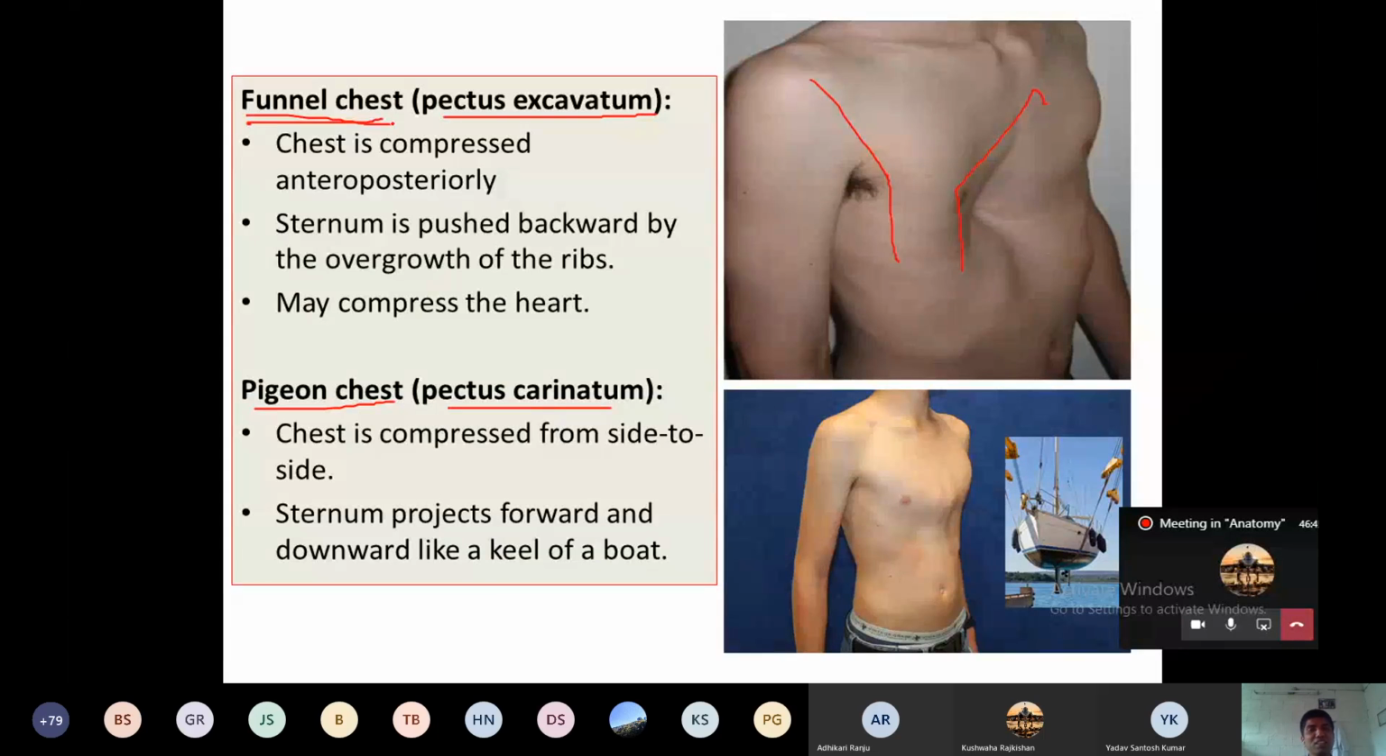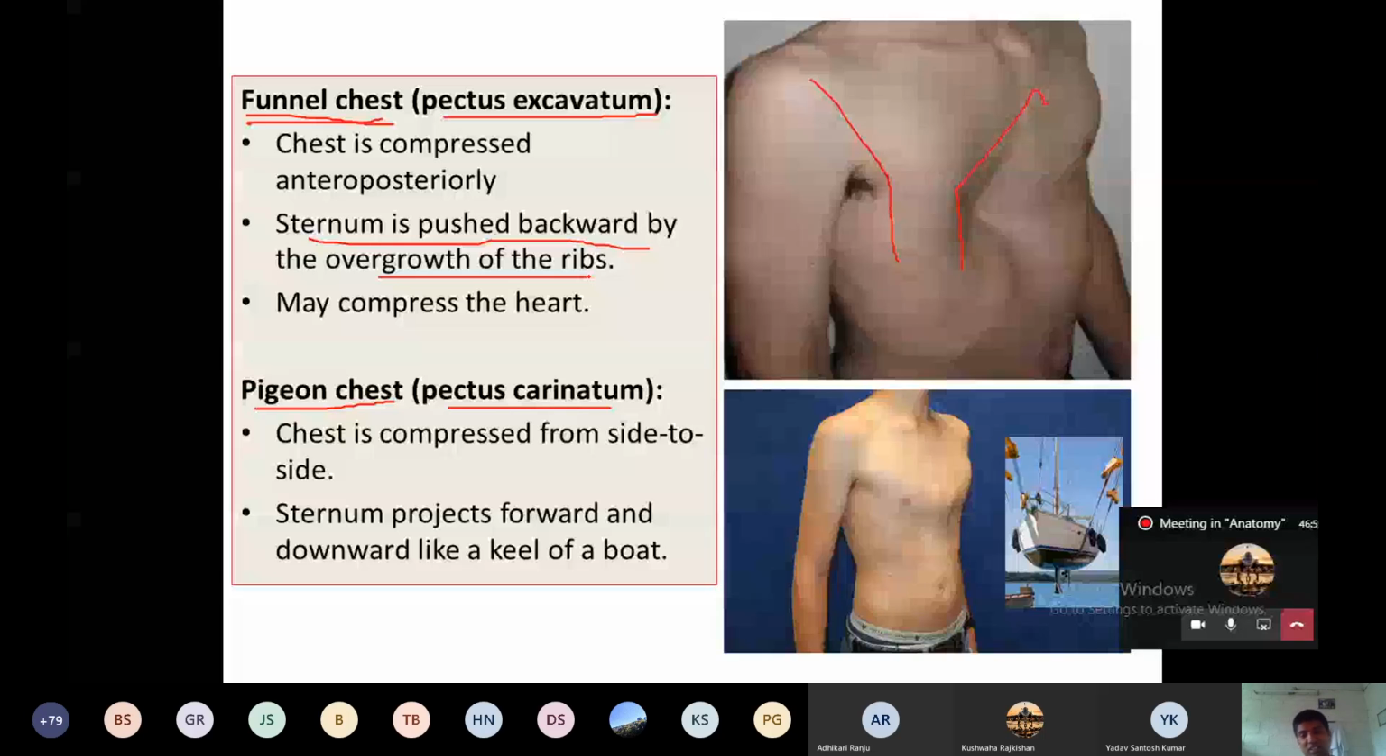Okay. And in this condition, the sternum is pushed backward by the overgrowth of the ribs. This is happening because of the overgrowing ribs. Because of the overgrowth of the ribs, the sternum will be pushed backward, and it may compress the heart and the related structures. Behind the sternum, what is there?